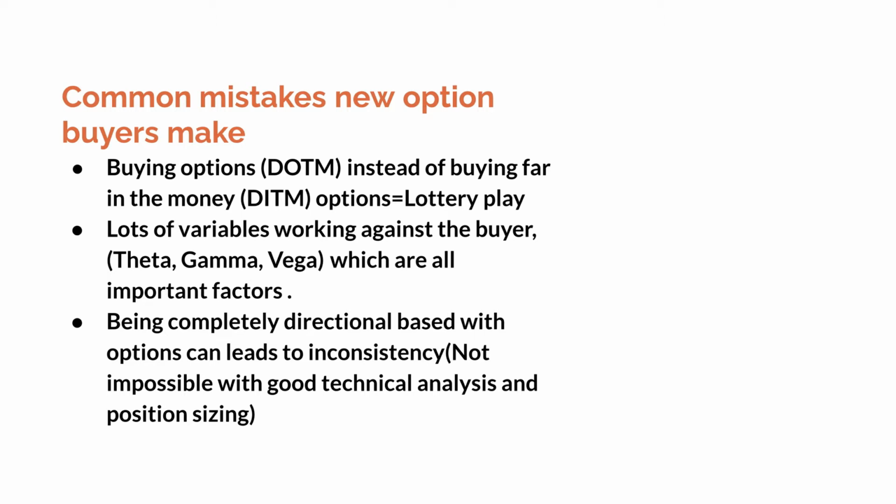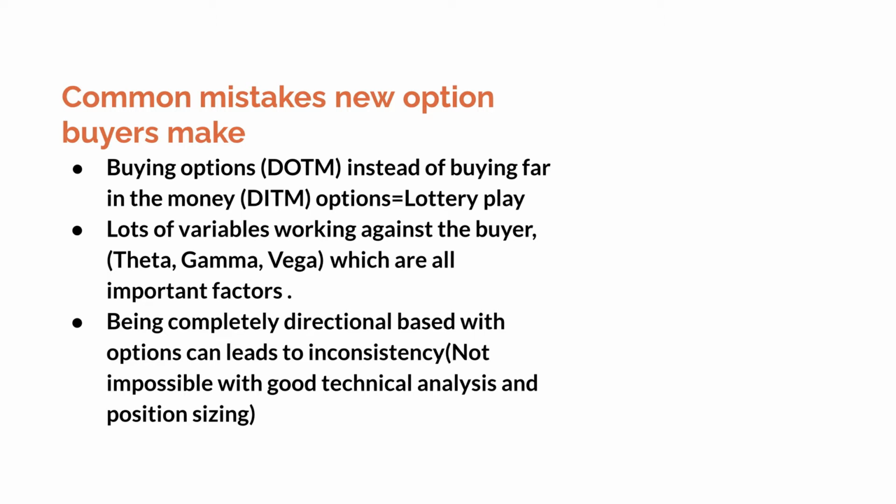And this is leading into the next point. There are lots of variables working against the buyer, and unless you're going to be 100% correct on your assumption in the right amount of time, you have a lot of variables working against you as far as theta, gamma, and vega. These are all important factors that most new option traders kind of dismiss, and it was something that I dismissed as well when I first started trading options, and it got me into a lot of trouble.